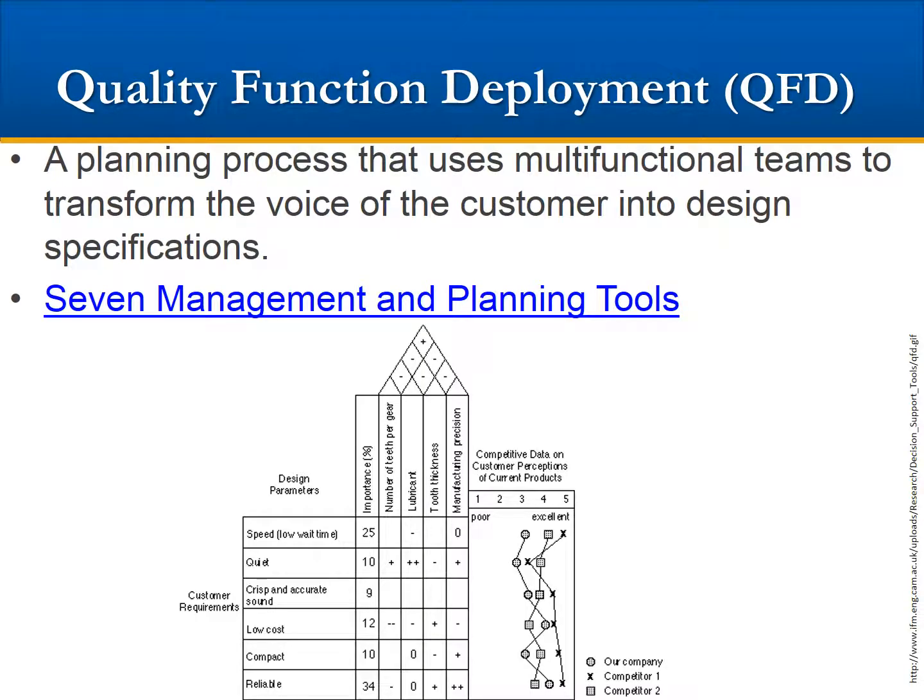Quality Function Deployment, also known as the House of Quality, is a planning process that transforms the voice of the customer into design specifications. QFD is a structured method that uses the 7 management and planning tools to identify and prioritize customers' expectations quickly and effectively. Take a look at the example, then take a look at your book to help see what each section is referring to.